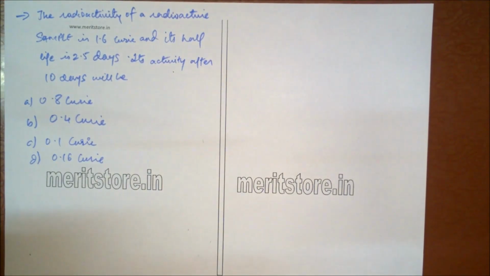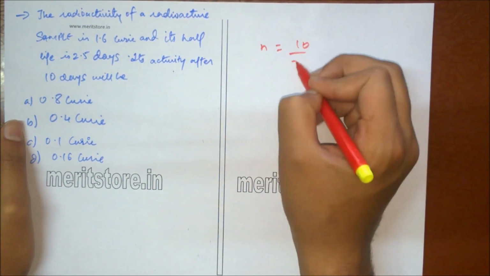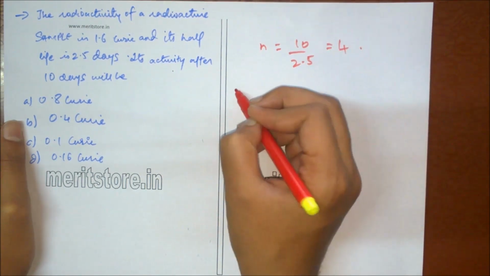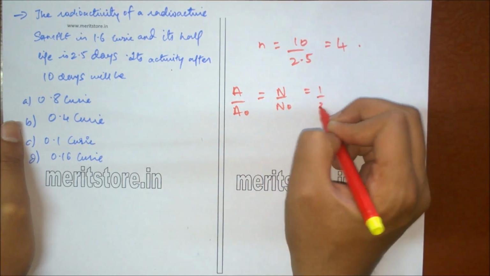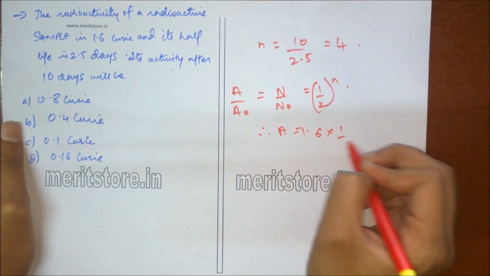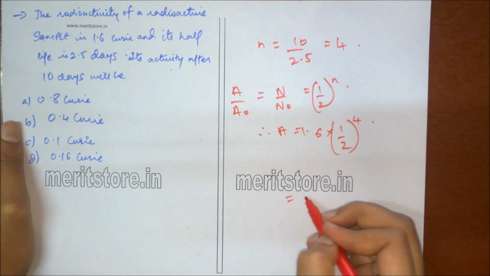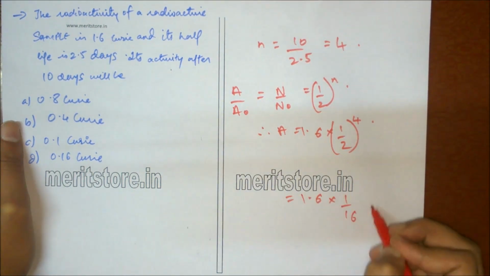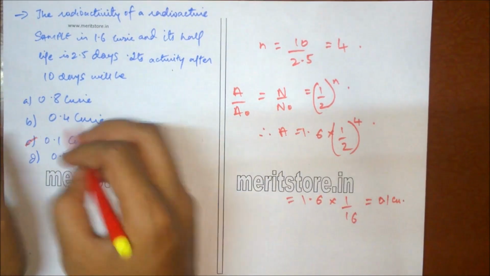The radioactivity of a radioactive sample is 1.6 curie and its half-life is 2.5 days. The activity after 10 days will be. So the number of half-lives is equal to 10 upon 2.5, which is equal to 4. We know that A upon A0 is equal to N upon N0, which is equal to half raised to n. Therefore, A is equal to 1.6 into half raised to 4 half-lives. On solving this, we get 1.6 into 1 by 16, which is equal to 0.1 curie. So option C is the correct answer.